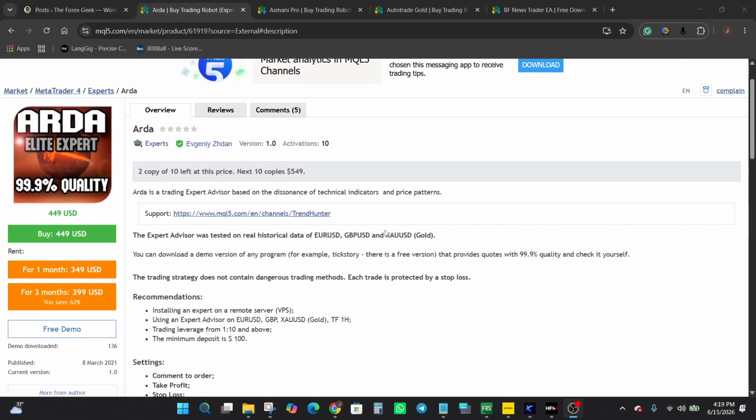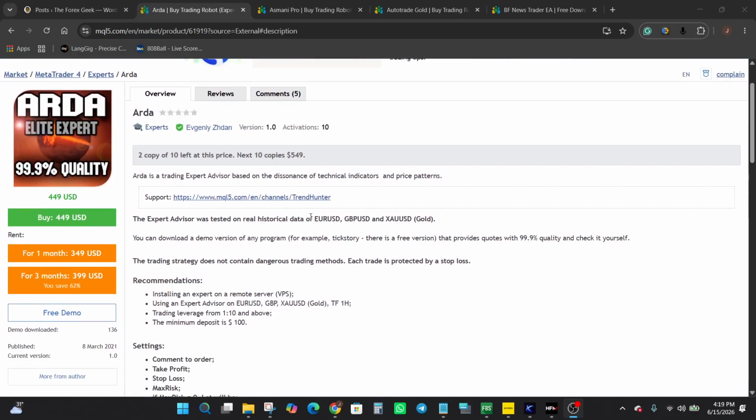increases. Looking through the product description, Arda is presented as a trading expert advisor based on what the developer describes as the dissonance of technical indicators and price patterns. While the exact internal logic is not fully disclosed, the description indicates that the system combines information from technical indicators together with price pattern analysis when making trading decisions.